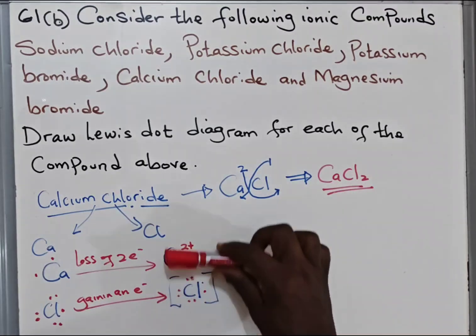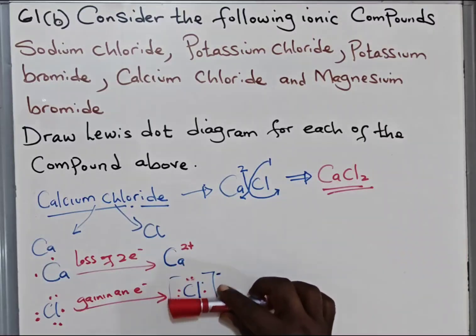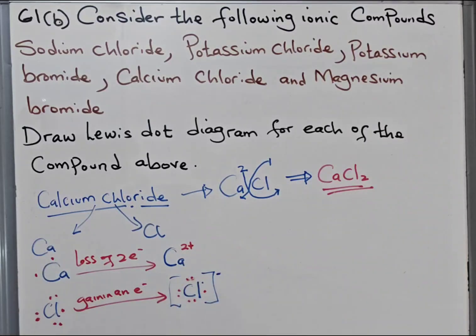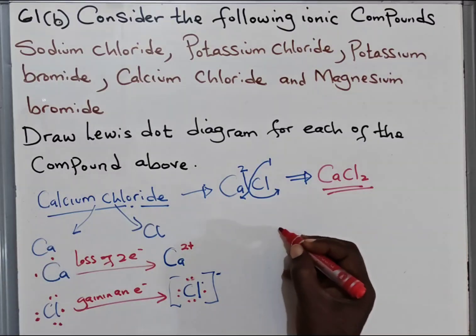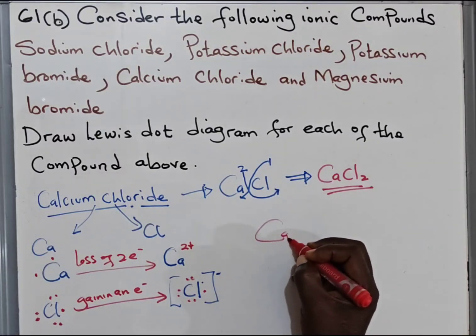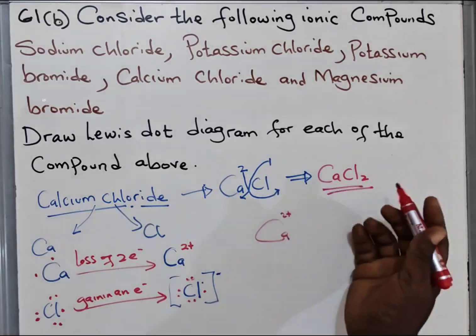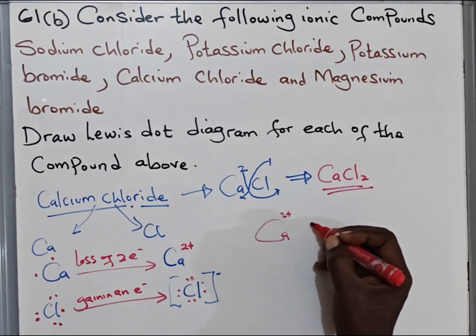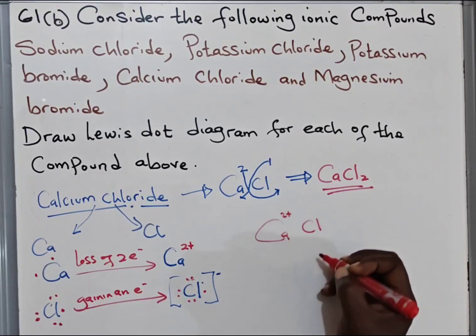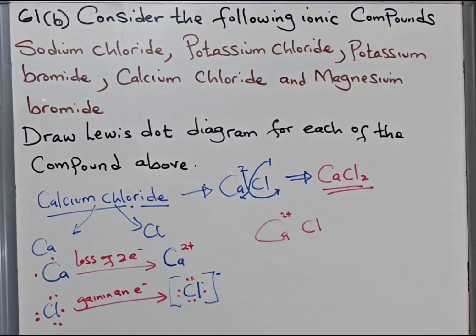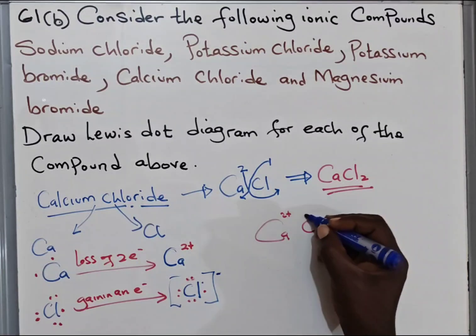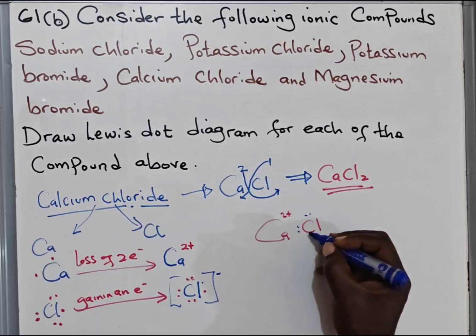And how do you present it? Because now we know the ions, how do you present it? This is what we do. We have our calcium ion with its 2 plus. Then on one side, we bring our chloride ion with its constituent electrons around it.